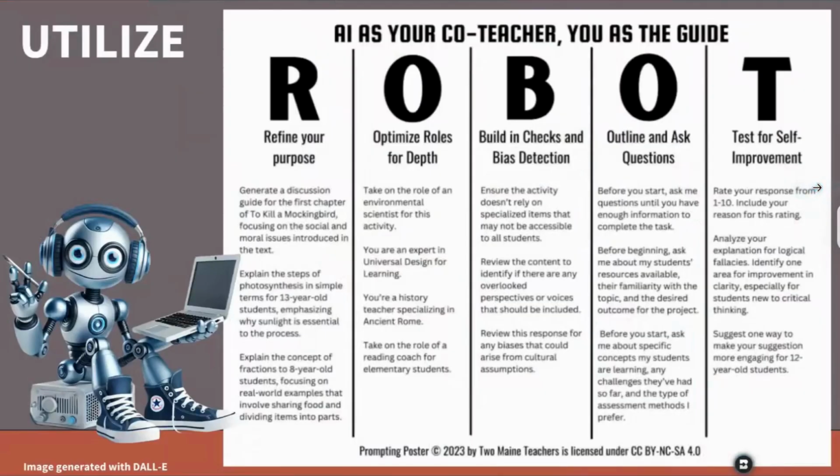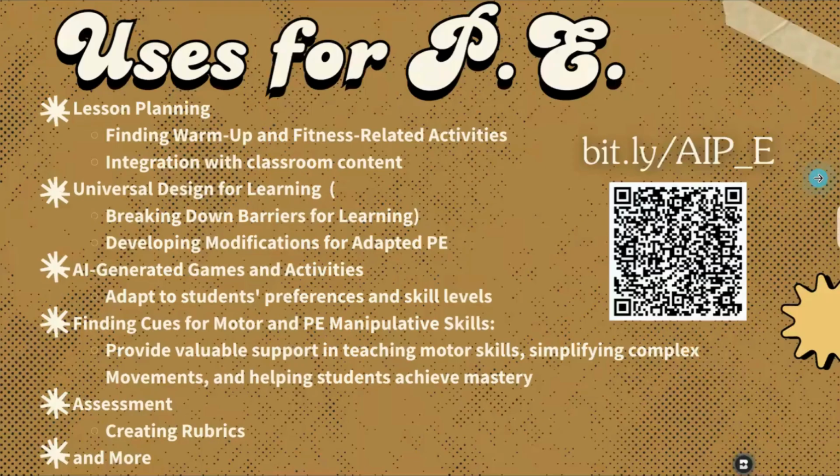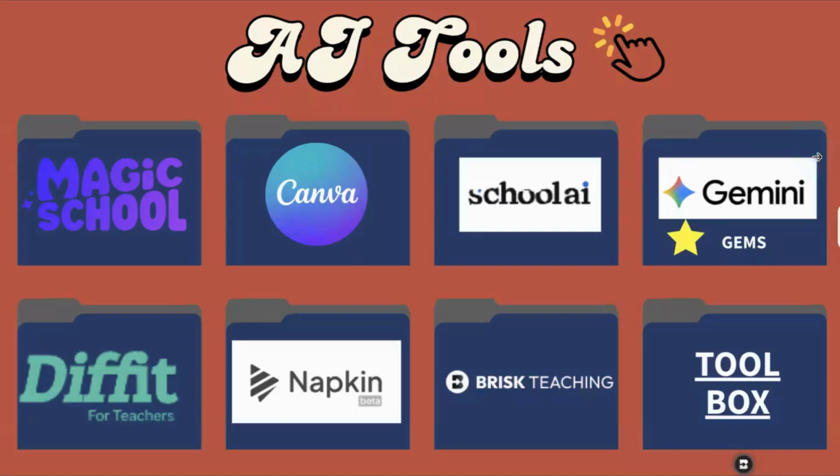So here are examples of how you could use robot for each one of those. In PE, there's lots of different ways that you can use this. This is just some, right? So lesson planning, finding warm-ups, universal design for learning, breaking down barriers, AI-generated games and activities, finding clues for motor and PE manipulative skills, assessment, and there's so many more. And here's that bit.ly again for this presentation if you need it.